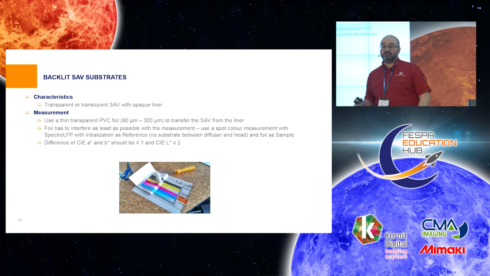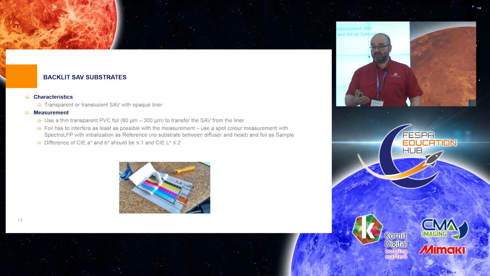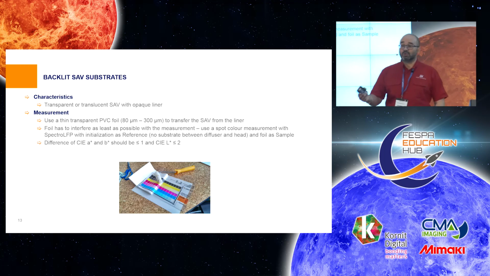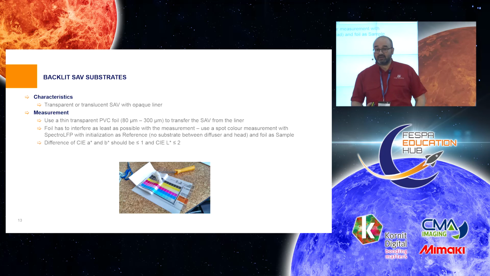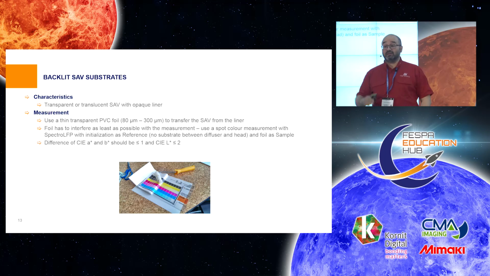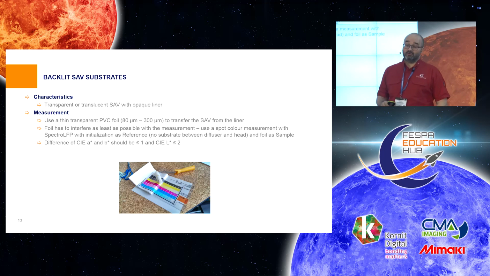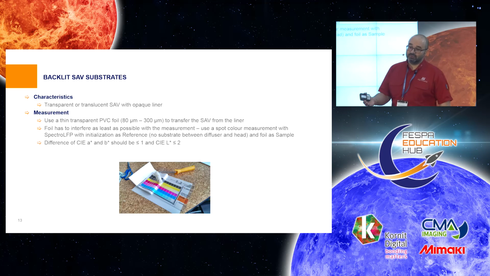A very simple way is to use a transparent foil with a thickness of, let's say, 80 microns or 300 microns. Anything will do. We do not prefer very thick foil because that will increase the chances that the light will get scattered inside the foil. And we put our self-adhesive vinyl on top of this foil. The foil needs to not affect the measurement too much. It's actually a very easy way to do it.